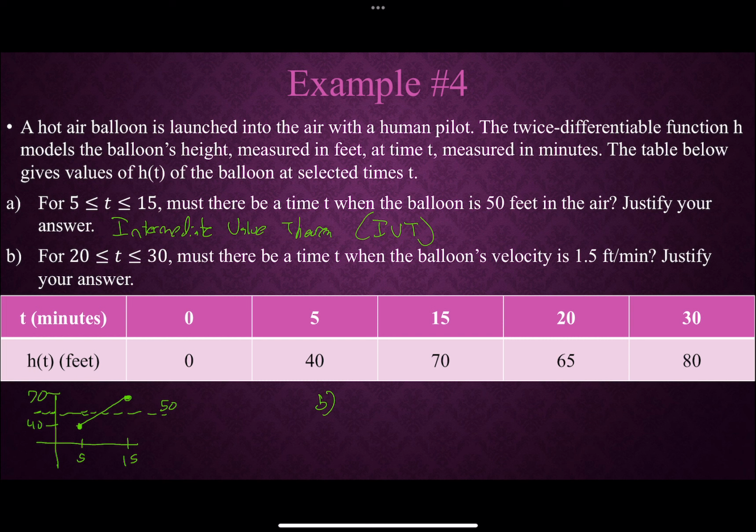So it's 80 minus 65 over 30 minus 20. We get 15 over 10, which is 1.5. So that's our average rate of change, and there's our instantaneous rate of change. So the answer is yes, because of the mean value theorem.